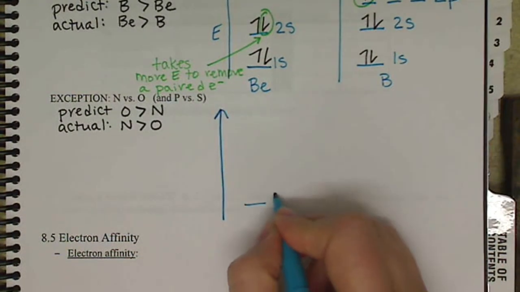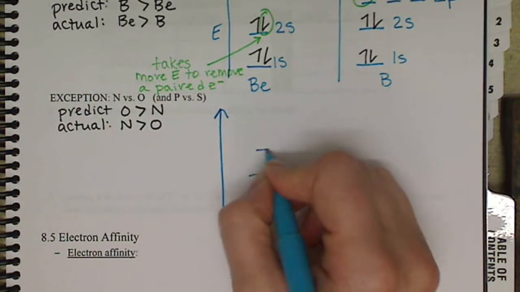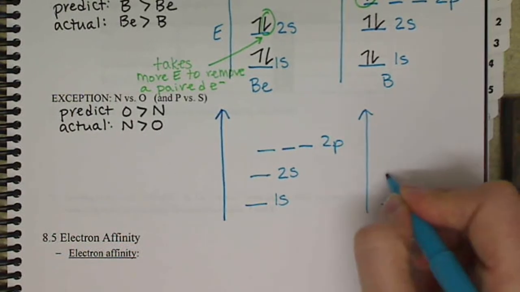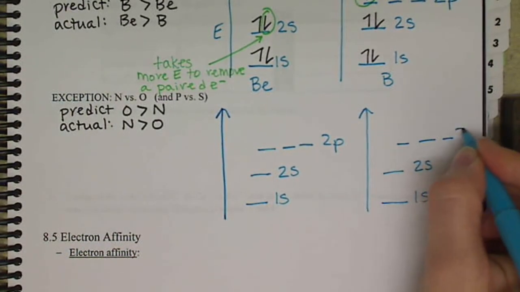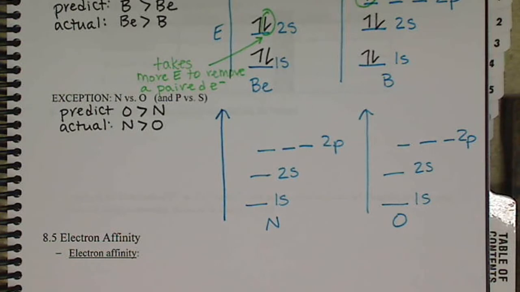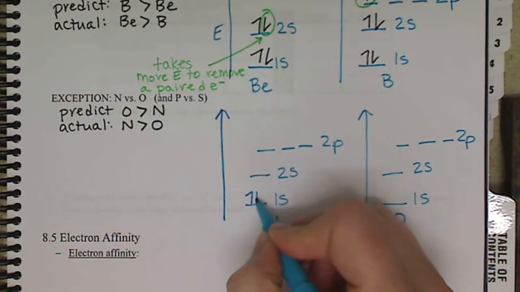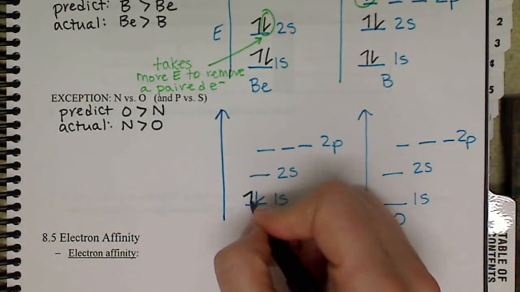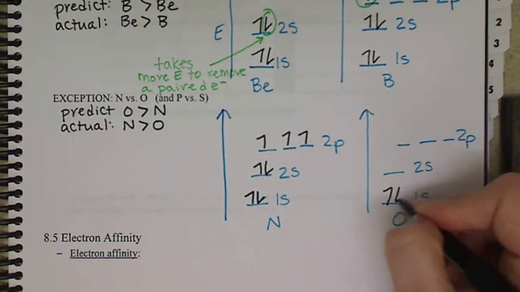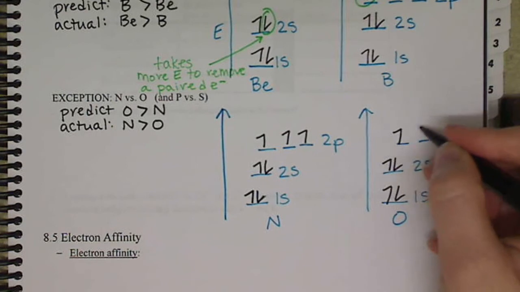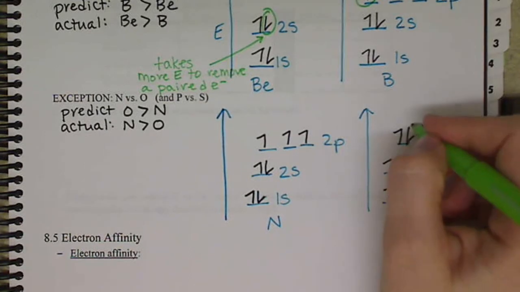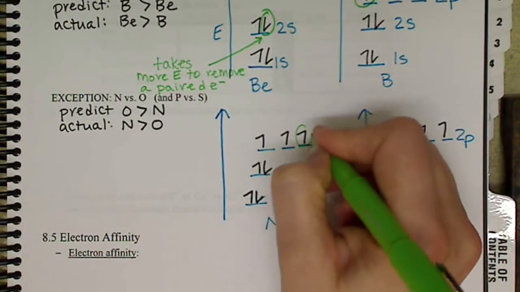electrons. So we have 1s, 2s, 2p. We'll go nitrogen, oxygen. Nitrogen has 7 electrons, oxygen has 8. 1, 2, 3, 4, 5, 6, 7. 1, 2, 3, 4, 5, 6, 7, and this last electron for oxygen gets paired up.